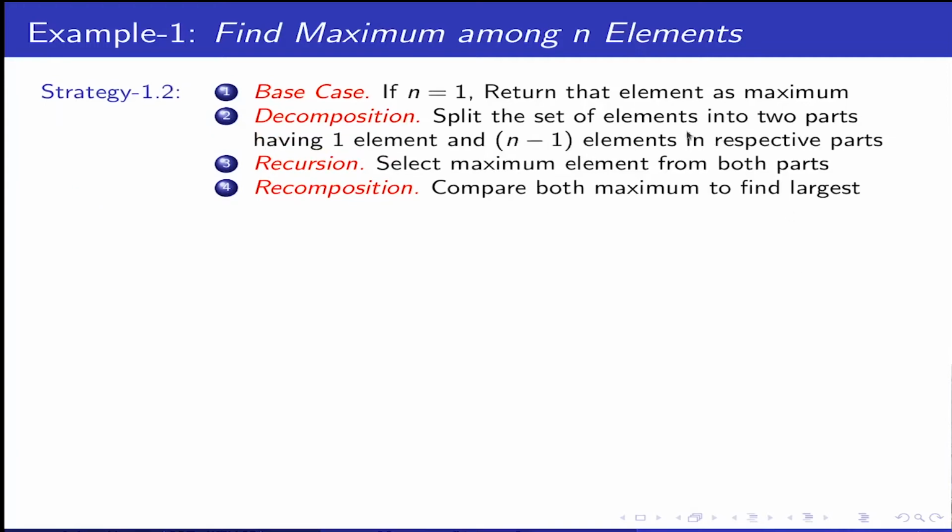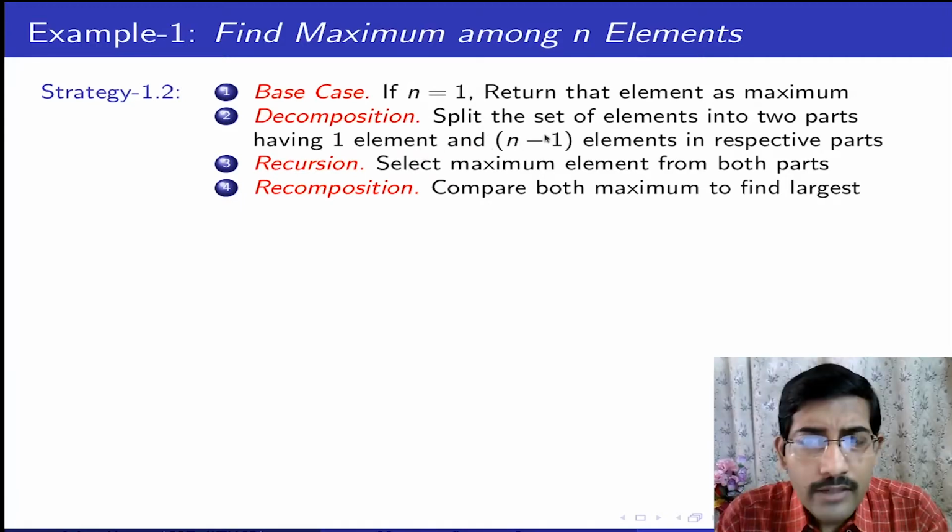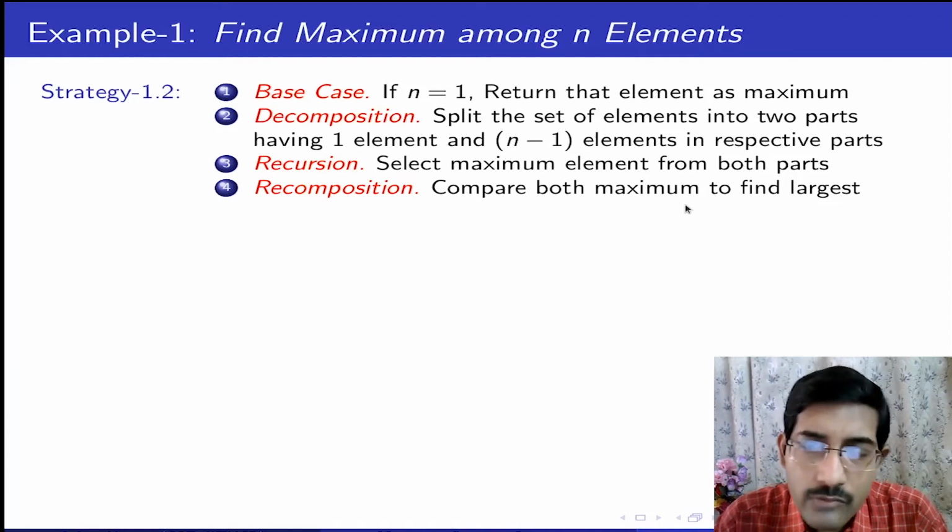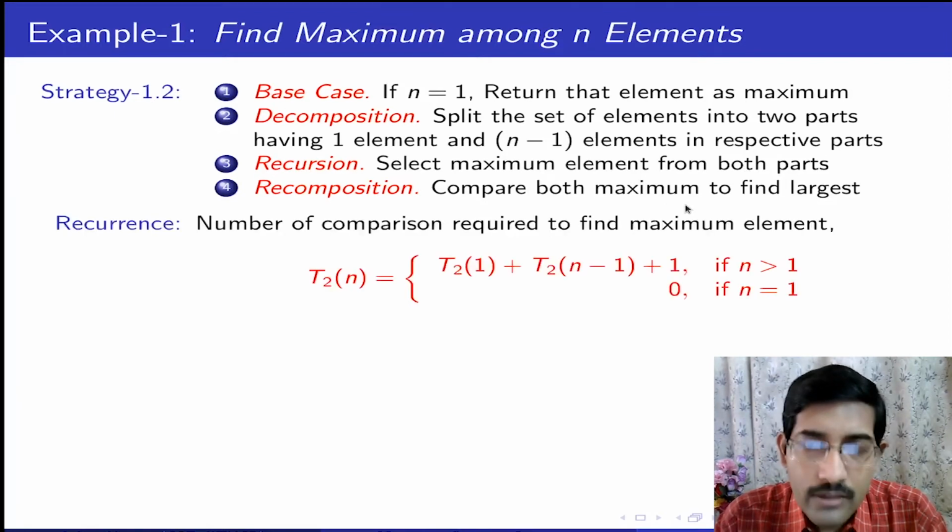Second way, what I will do, instead of splitting in the middle, why not split one element and the rest n minus 1 elements. So again, my one element answer is the base case. So there is no comparison involved there. Otherwise, I decompose every time into one element and n minus 1, again 1 and n minus 2. In this way, I go on decomposing. I select the maximum among both parts and then compare the maximum to find the largest as usual.